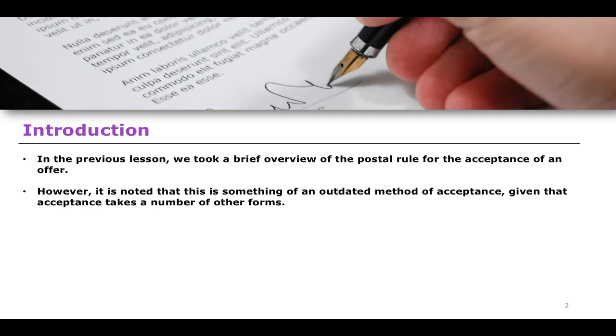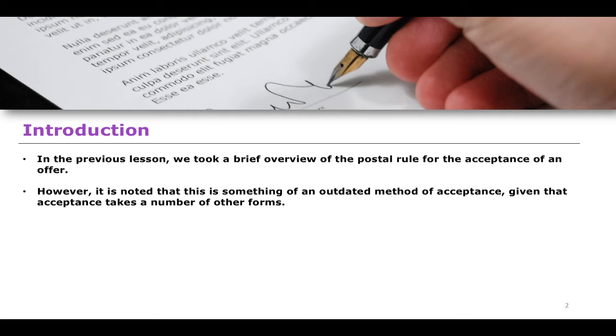Now, we noted in earlier lessons that this is something of an outdated method for acceptance, given that in today's context, acceptance takes a number of different forms, and most people probably don't take acceptance by way of the postal method anymore. And even if they did, the postal rule is a little bit more negated, given the fact that the Royal Mail and the postal services in the United Kingdom are far better than they were back when the postal rule was originally established. No longer does it take 4 or 5 days for a letter to go from one part of the country to another. Today it takes about a day, depending on how much you're willing to pay for postage.